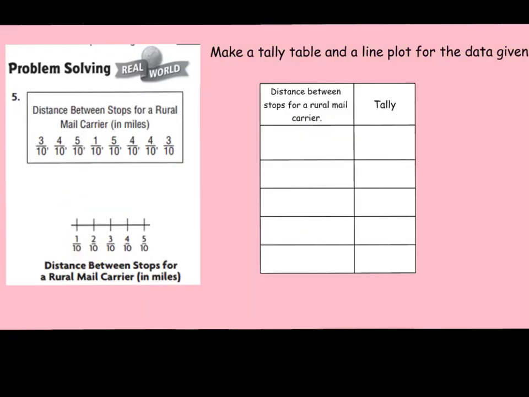Okay, here's number 5 of our problem solving. It says to make a tally table and a line plot for the data given. So we're going to look at the distance between stops for a rural mail carrier, and it's in miles. And they gave us fraction data. So what you're going to do is make a tally table and a line plot by yourself, and then we're going to check our answers when you get done.